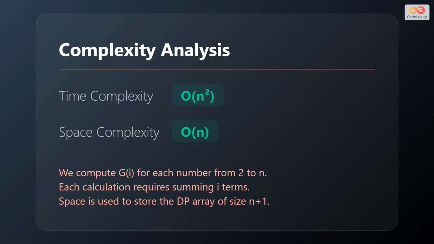Finally, let's analyze the efficiency. The time complexity is big O of n squared because for each number up to n, we iterate through all possible roots. The space complexity is big O of n, which is simply the space needed for our DP array. This is much faster than a recursive solution without memoization.